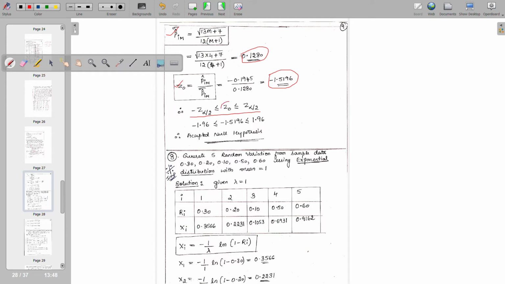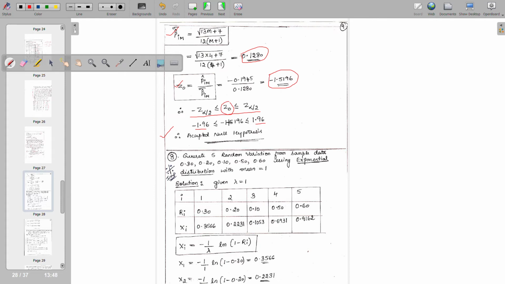The Z naught value we got is minus 1.5196. Z alpha by 2 is given in the question as 1.96. If Z naught is between these two limits, then we say the random numbers are accepted; otherwise the random numbers are rejected.